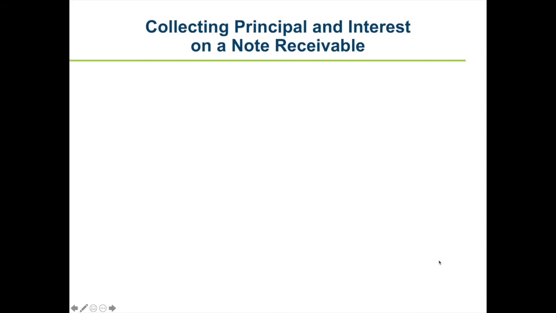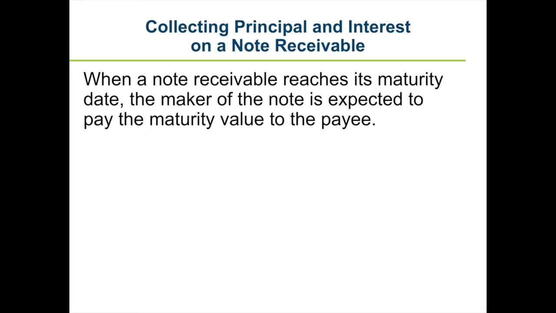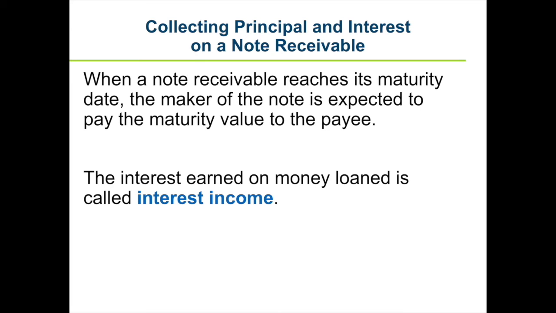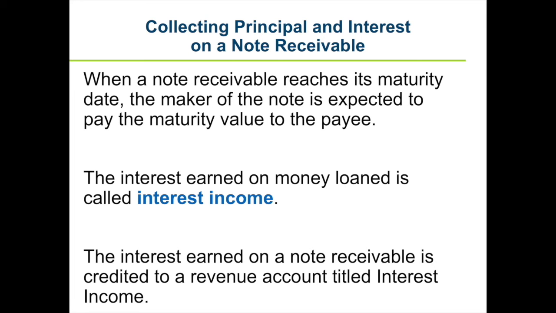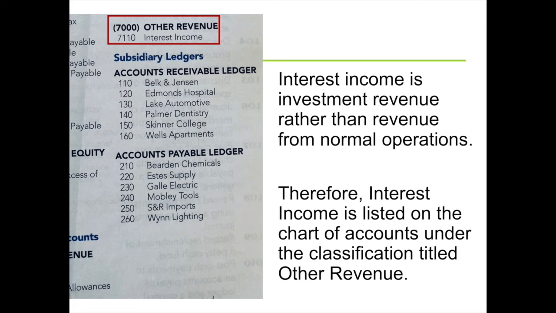Going on to collecting principal and interest on a notes receivable. When a note receivable reaches its maturity date, the maker of the note is expected to pay the maturity value to the payee. The interest earned on money loaned is called interest income. The interest earned on a note receivable is credited to a revenue account titled interest income. Interest income is investment revenue rather than revenue from normal operations. Therefore, interest income is listed on the chart of accounts under the classification titled Other Revenue.